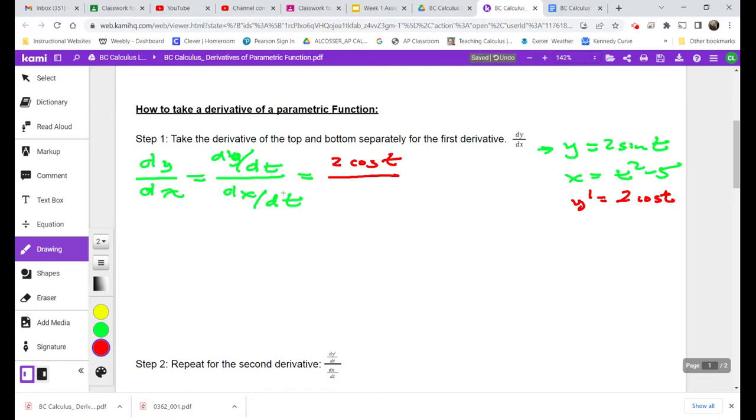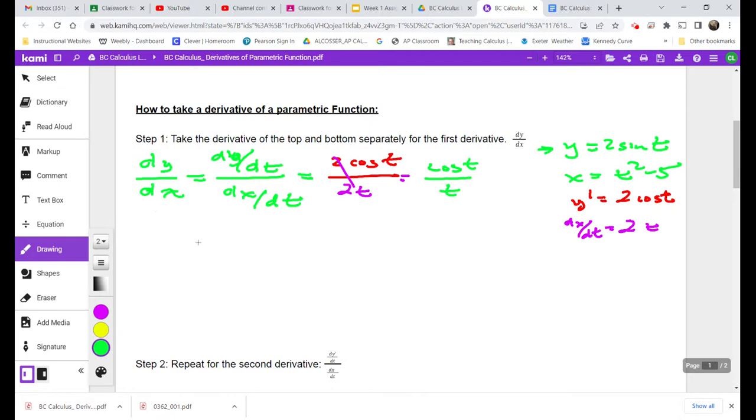Then we need to do dx/dt, which is x with respect to t. dx/dt is equal to 2t. So the 2's cancel, and we get dy/dx equal to cosine of t over t.